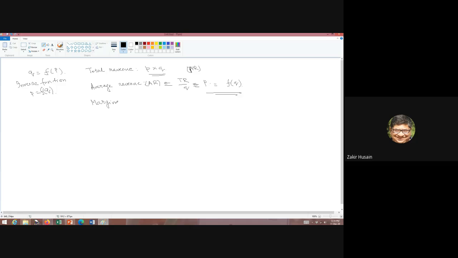Now, all of you know what derivative is. Although I've not introduced derivatives, I'm just anticipating. Derivative is the change in total revenue due to a change in quantity.